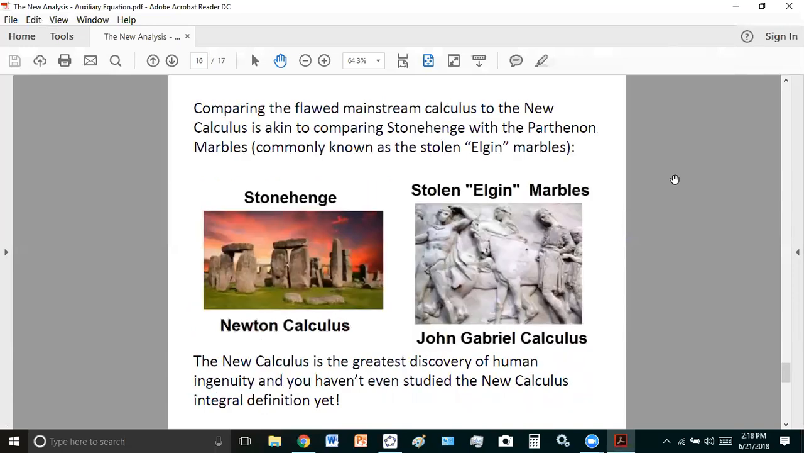Now, comparing the flawed mainstream calculus to the new calculus is similar to comparing Stonehenge with the Parthenon marbles, also commonly known as the stolen Elgin marbles. The new calculus is the greatest discovery of human ingenuity, and you haven't even studied the new calculus integral definition yet. And there are many things about the auxiliary equation that I haven't told you about. And there are many theorems I haven't even yet discussed with you, which are not possible using the broken machinery of your Stonehenge calculus. Did you get that? I love rubbing it in.